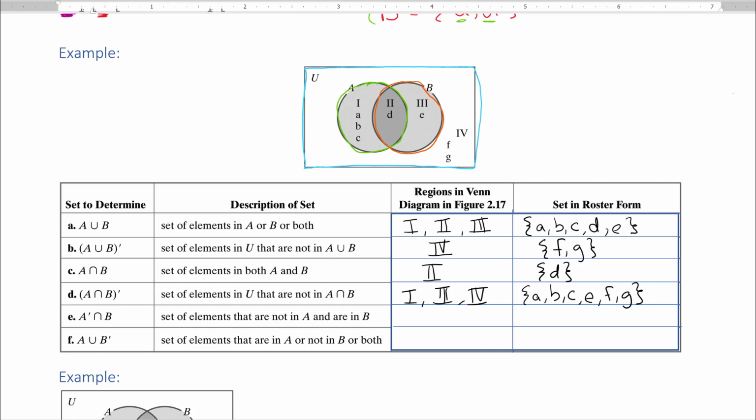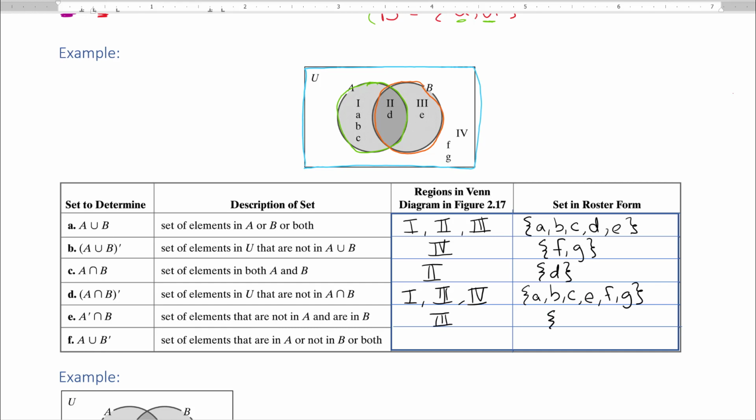Next, A complement intersect B. This means it can't be in A, so we're talking about everything that belongs outside of the green circle. Intersect means all of the things that are not in A but that are in B. So what is not in A but is in B? It has to be inside the orange circle but not inside the green circle. So that is the only region 3 that we're talking about there.